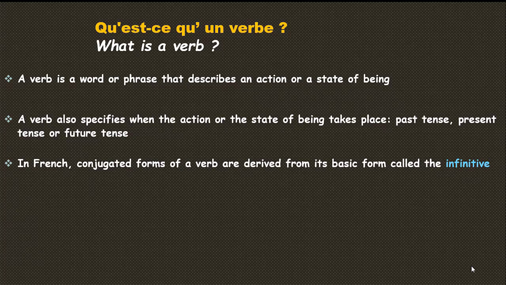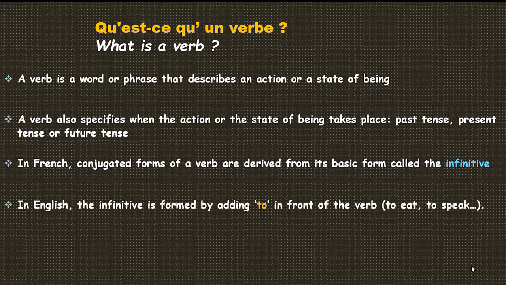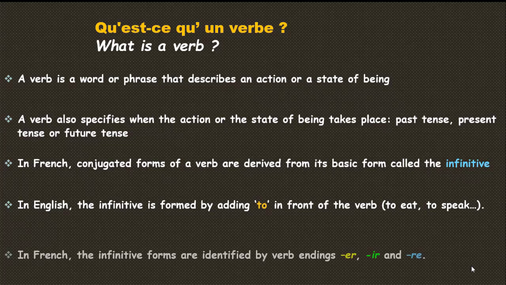In French, conjugated forms of a verb are derived from its basic form called the infinitive. In English, the infinitive is formed by adding "to" in front of the verb. For example, to eat, to walk, to drink, to speak, to sleep, etc. In French, the infinitive forms are identified by verb endings er, ir, and re.